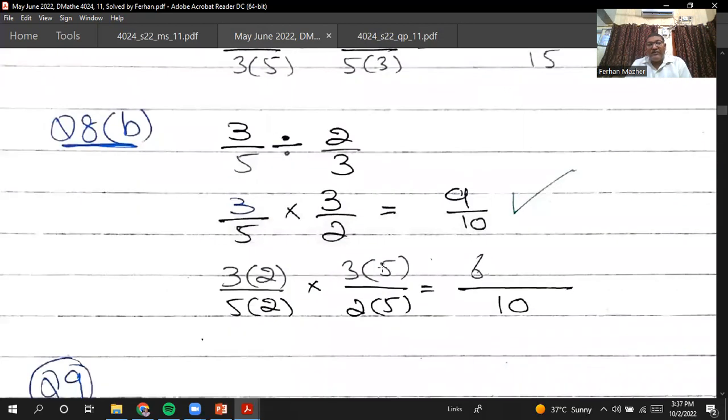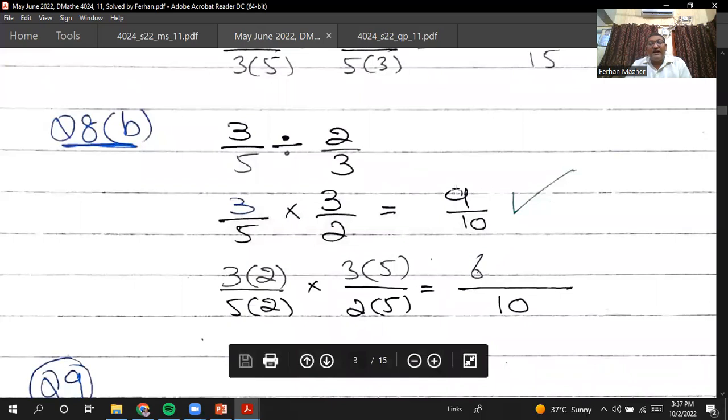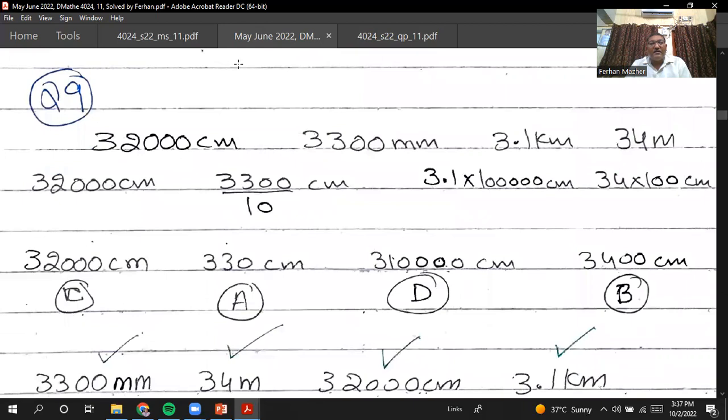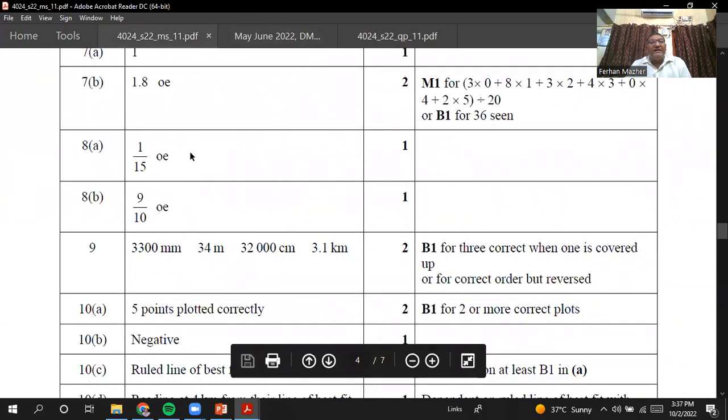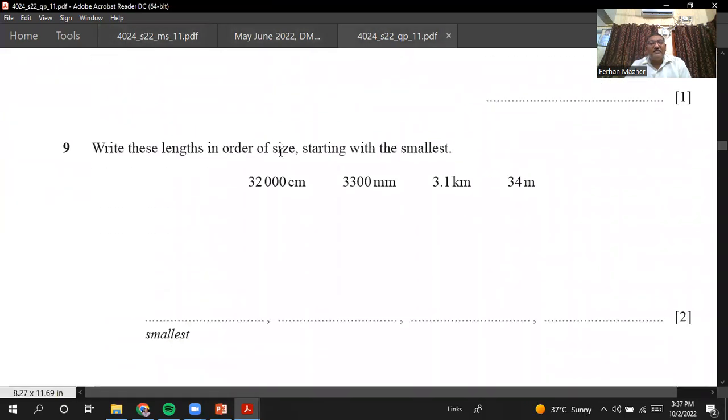I by mistake wrote something here. Just ignore this. And this is the right answer. Okay. 9 by 10, the question over here. So 1 by 15 and 9 by 10 are the right answers.